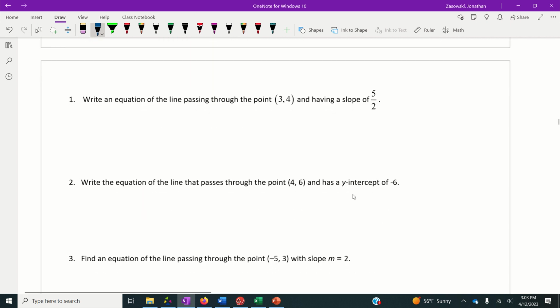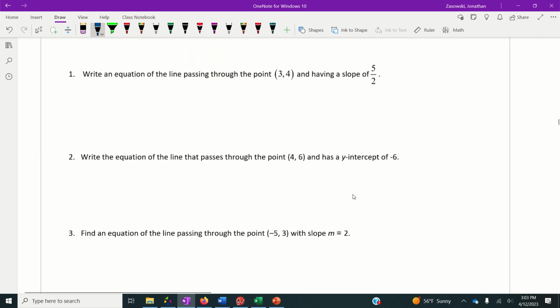So if we try these few examples here at the end, write an equation of a line passing through the point and having a slope. Remember, this is our x1, y1, and there's our slope. So we're just going to do y minus y1 equals the slope times x minus x1. So it's y minus 4, change the sign, equals the slope, 5 over 2, times x minus, we change our sign, 3, to make it negative 3. That's it, we're done. We don't have to really do anything else.